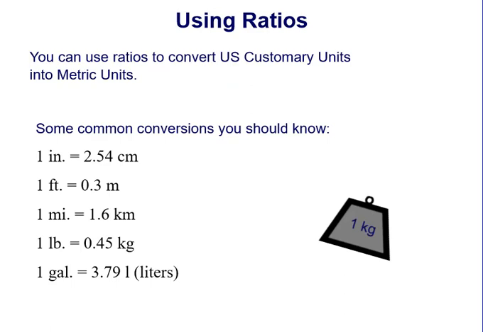So you can use ratios to convert US customary units into metric units so that you can see the relationships in weights and measurements of different things in different countries and compare them. Some common conversions you should know are here: 1 inch is equal to 2.54 centimeters, 1 foot is equal to 0.3 meters, 1 mile is equal to 1.6 kilometers, 1 pound is equal to 0.45 kilograms, and 1 gallon is equal to 3.79 liters.